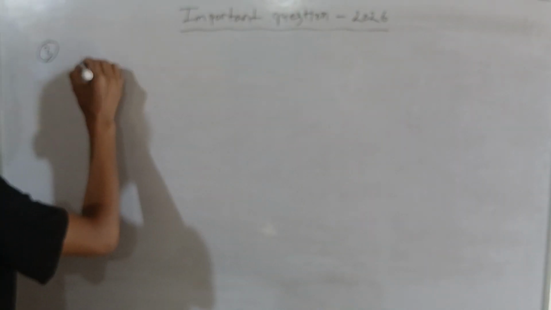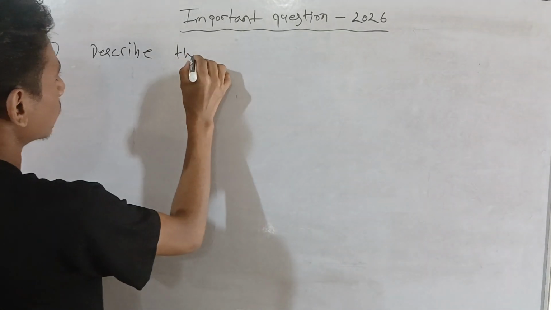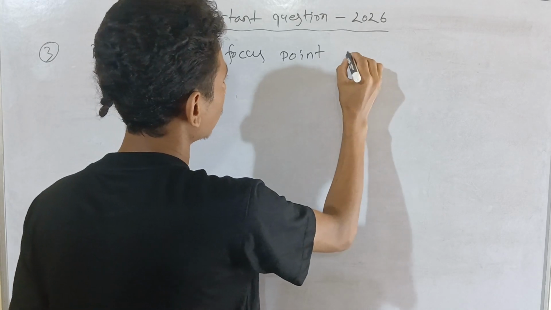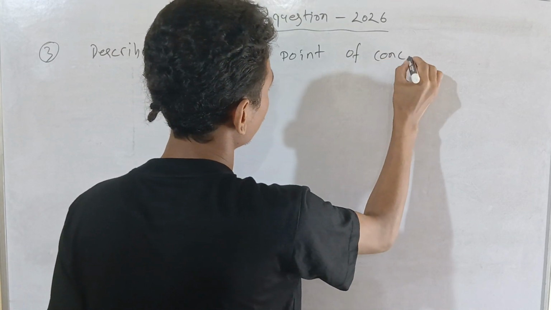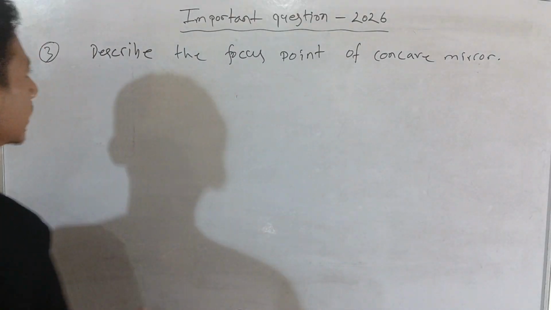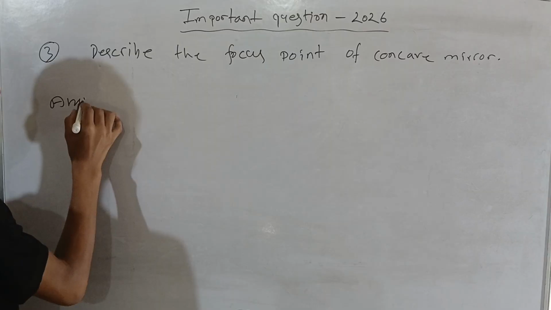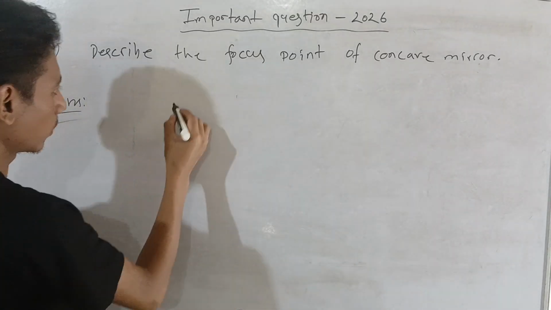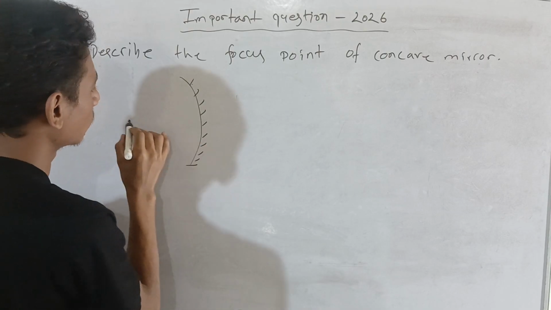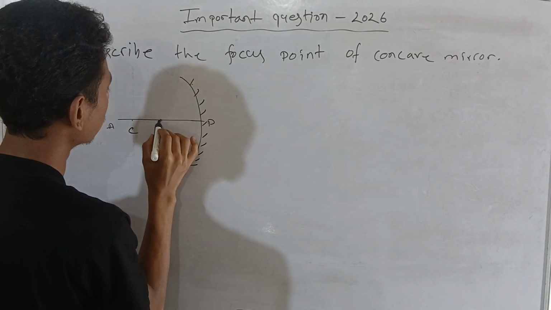Question 3. Describe the focus point of a concave mirror. Okay. Describe the focus point of a concave mirror. So how do we write the answer? First we have to draw the diagram. This is our principal axis. This is our center. This is our focus.